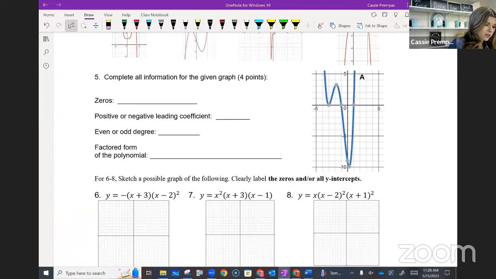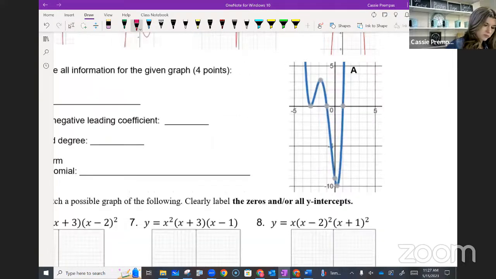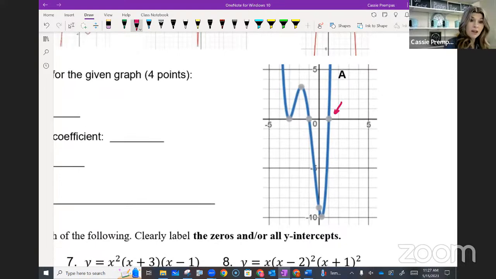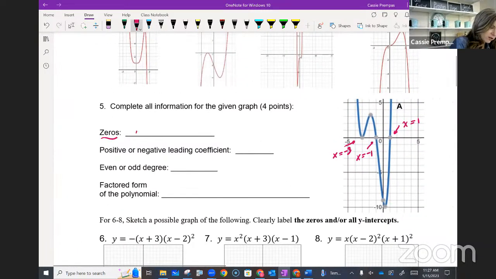Number 5, it says complete all the information for the given graph. Do you guys remember how to identify the zeros? Nice. When we put them into factors, we're going to have to do the opposite. You're right. So this is x equals 1. This one is -1. This one is at -3. When I'm listing the zeros, should I list the y-intercept? No, good. So we just have those 3 zeros. -3, -1, and 1.